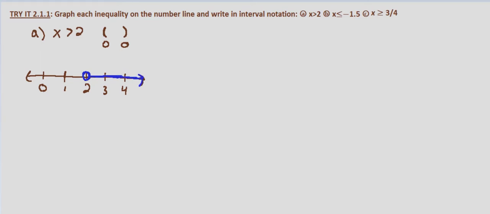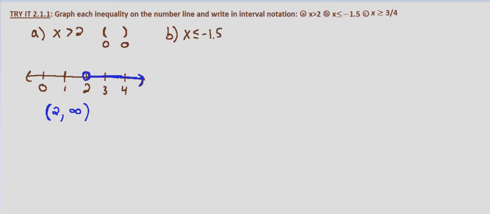And then in interval notation, we'd use parentheses because it's non-inclusive. We're starting at 2, we're going to the right infinitely. So (2, infinity) would be our interval notation. With part B, we're given x is less than or equal to negative 1.5.